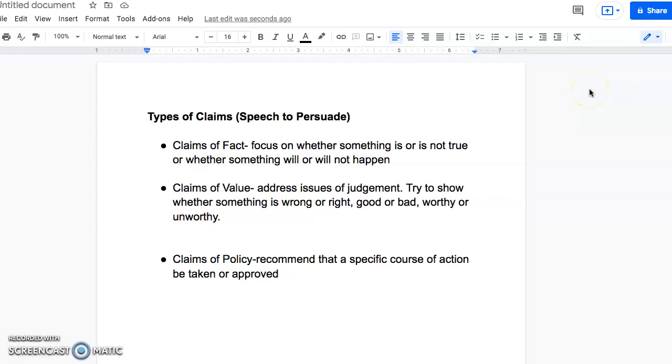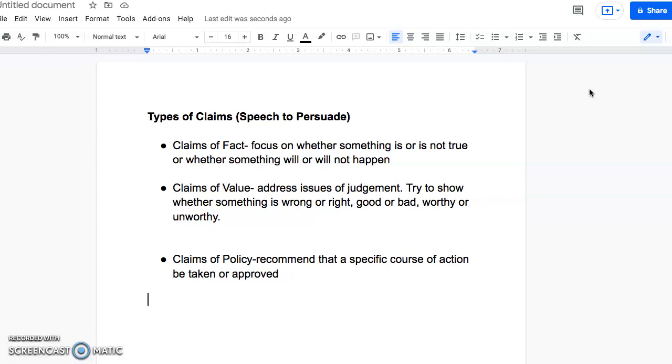Do you remember in class when we went over the types of claims? There are three types of claims. The first is a claim of fact. And in a claim of fact, you are focusing on whether something is or is not true, or whether something will or will not happen.